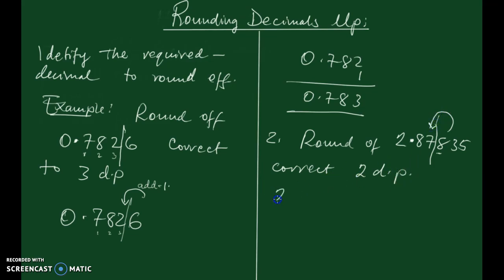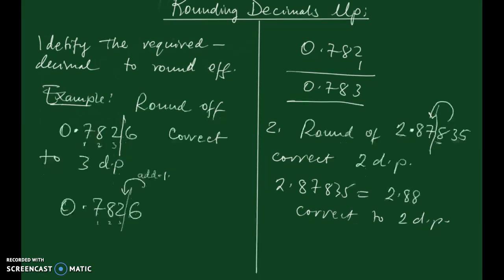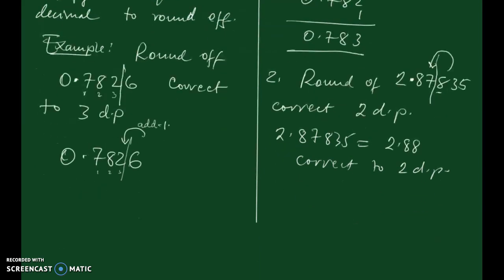So you find that 2.85783 is equal to 2.86 correct to 2 decimal places. Okay, so that is how we round.